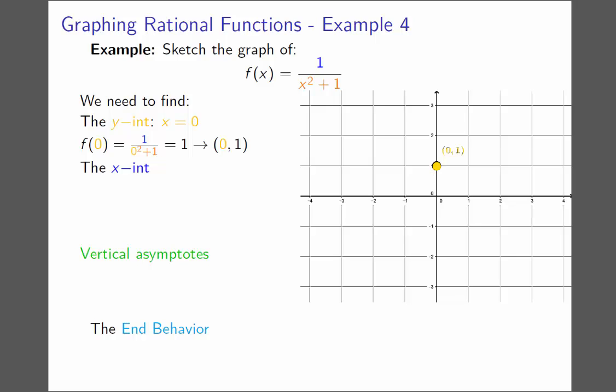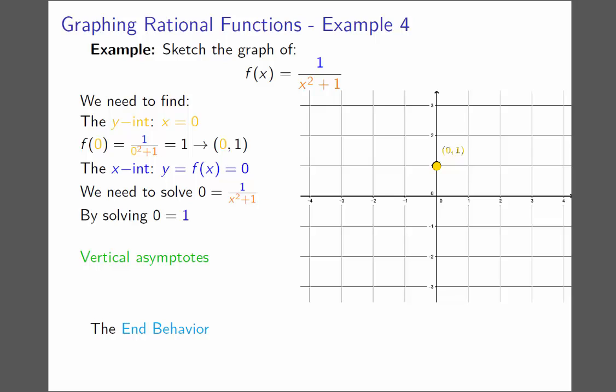For the x-intercept, we want to look when our function is 0, y equals 0, which means that we need to solve the equation 0 equals 1 over x squared plus 1. But for a fraction to be 0, we need the numerator to be 0. That is, we need 0 to equal 1. But we'll never be able to solve 0 equals 1, which means that we don't have any x-intercepts.